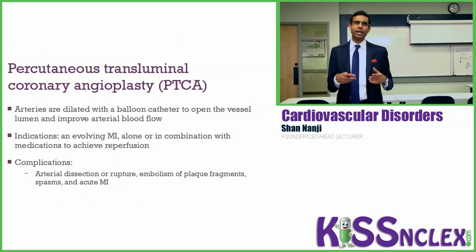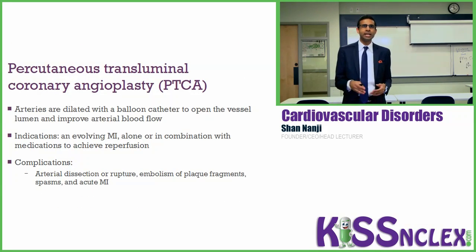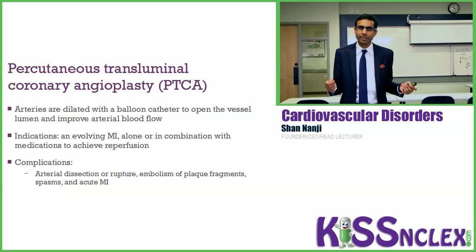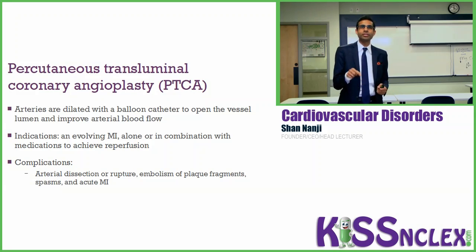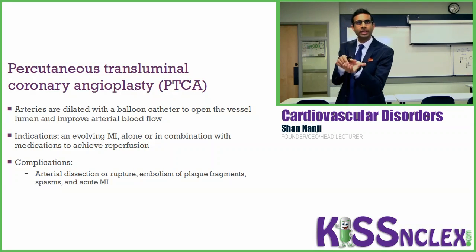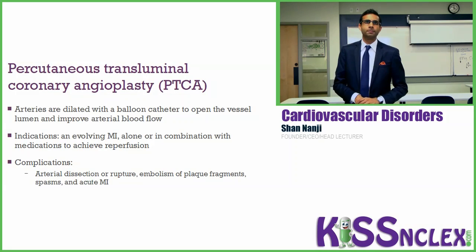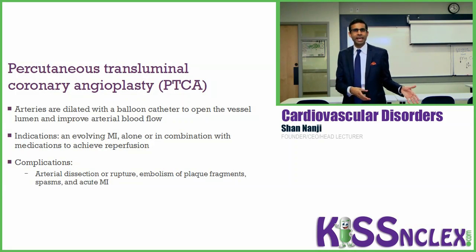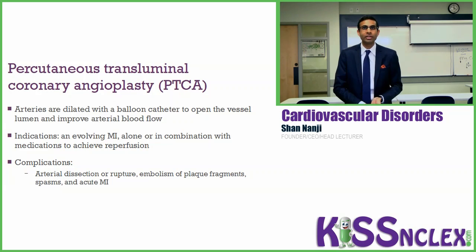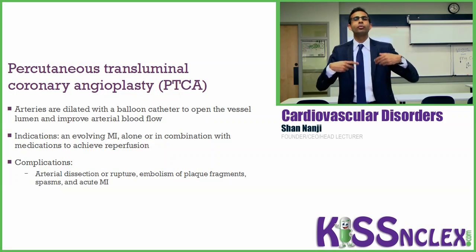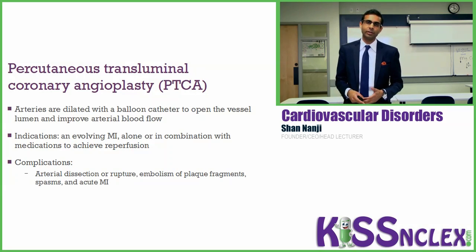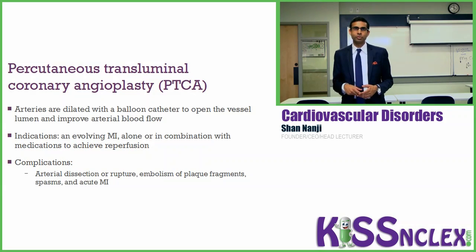PCTA, percutaneous transluminal coronary angioplasty. This is, like I said, we're going into an angiogram to do it and assess it, right? But if we find a clot or an impediment to flow, they might dilate the arteries with this procedure via a balloon catheter to open the lumen of this vessel and improve arterial blood flow. So when is this indicated? This is in an evolving heart attack, MI, alone or in combination with medications to achieve reperfusion, to get perfusion back to areas that would have lost it or have compromised perfusion.